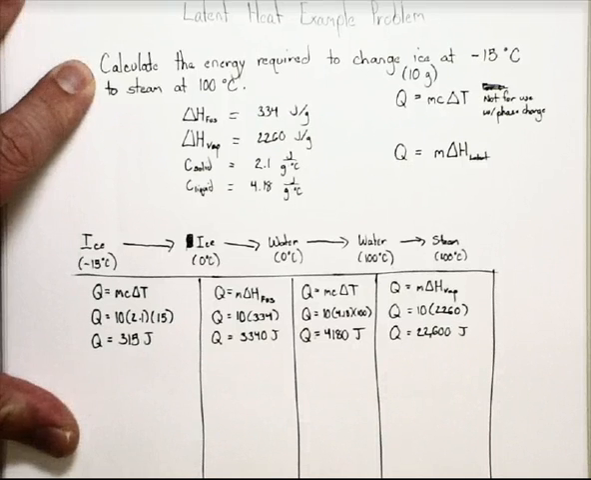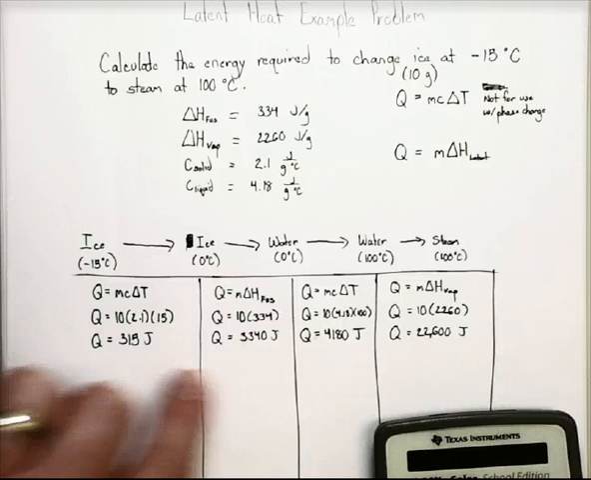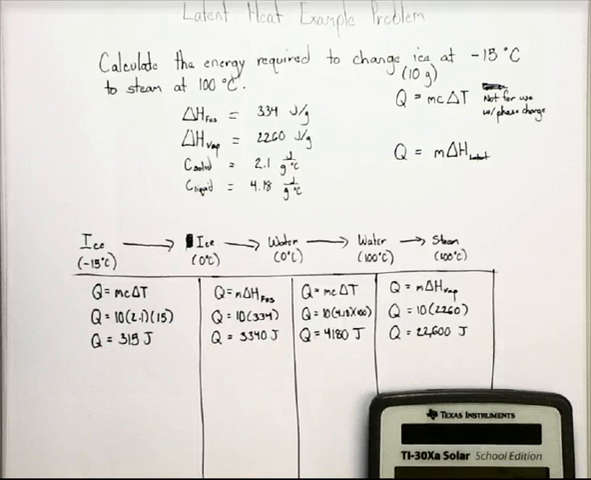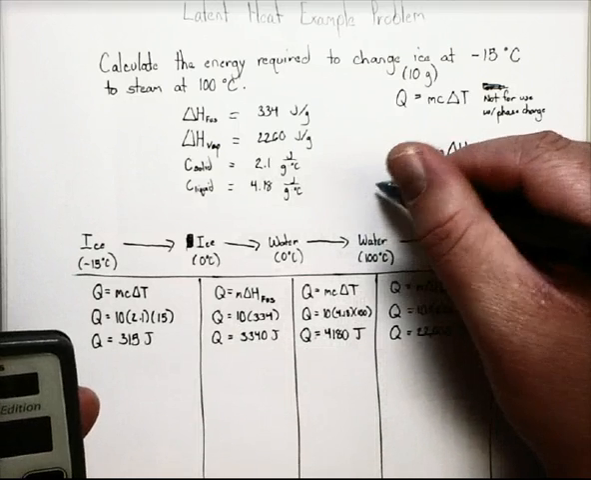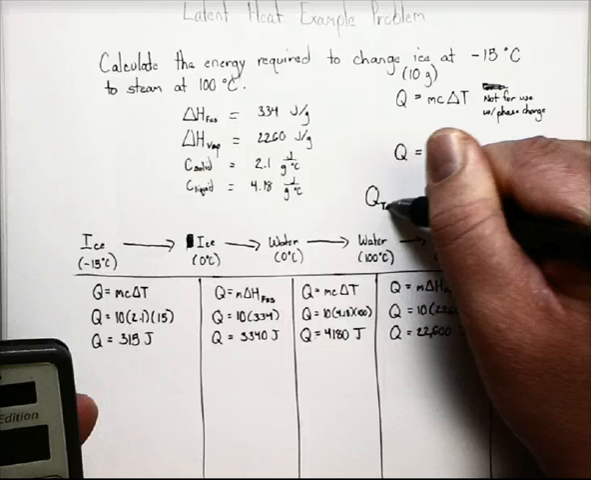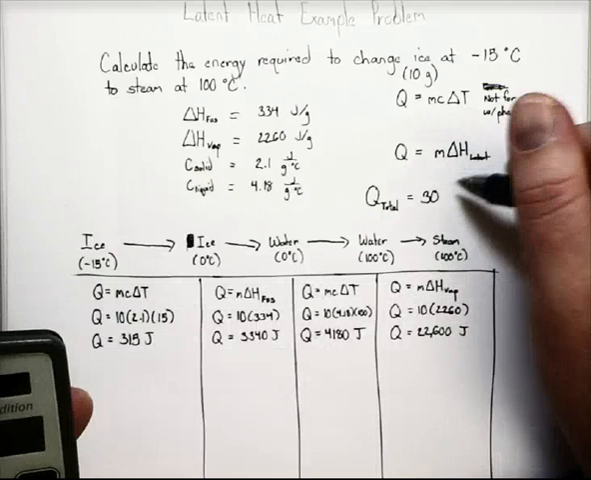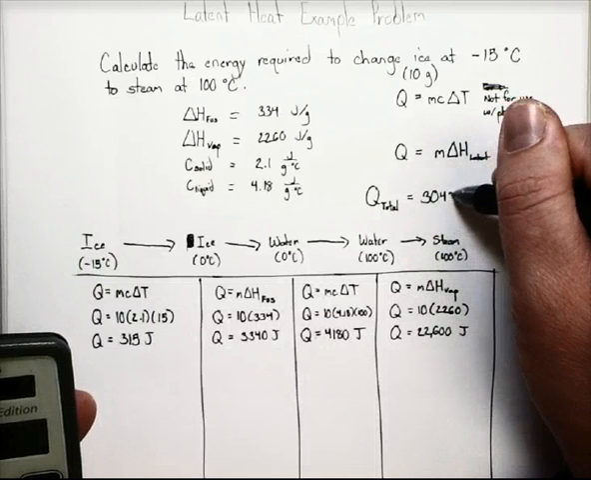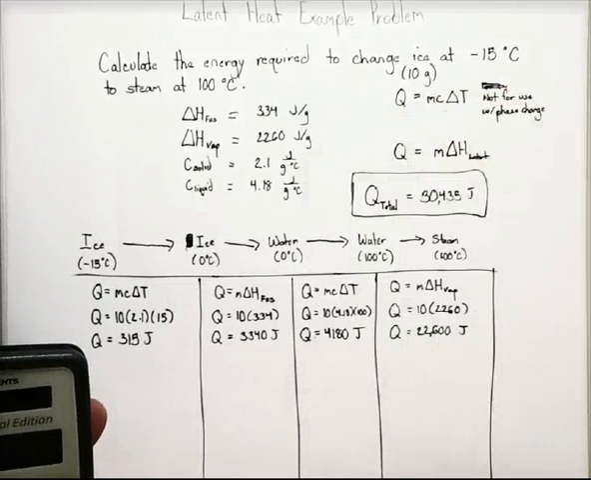Now, our problem asks us to calculate the total energy required to do this, and in order to do that, all we have to do is add up all the energy for all the individual parts. And thank goodness for calculators, we can just put that right in. We find that the total heat transfer in order to make this happen would be 30,435 joules. I'll put a box around that so that we know it's our answer.